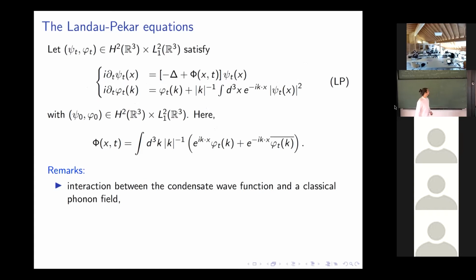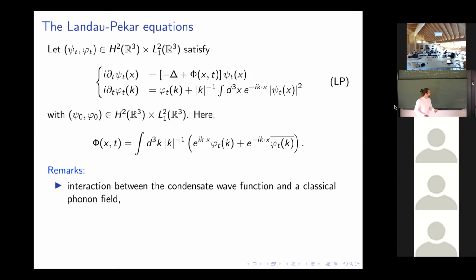And these were also already introduced on Wednesday. I just give a short recall. So in our setting, it describes the interaction between the condensate wave function and the classical phonon field. And if we look at the equation, we see that the condensate wave function satisfies some Schrödinger equation with a classical field. And the mode function of the classical field has two terms, where the first term ensures that the free field behaves on each site like a harmonic oscillator. And the second term is a coupling to the density of the condensate wave function.